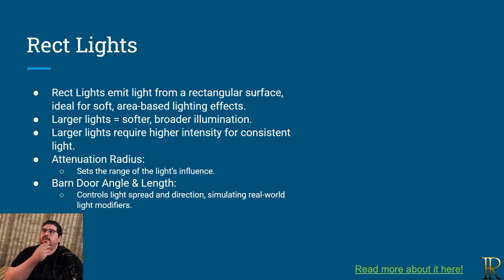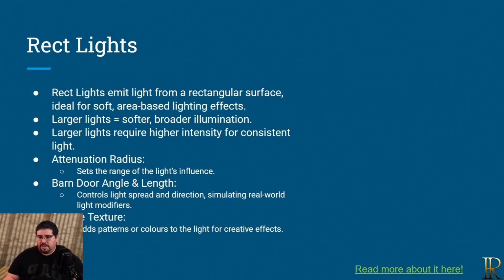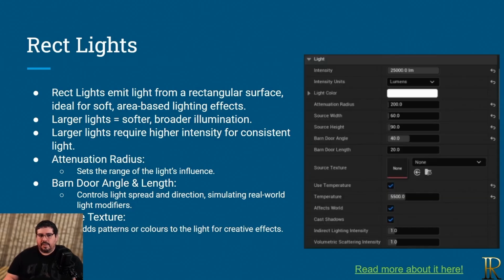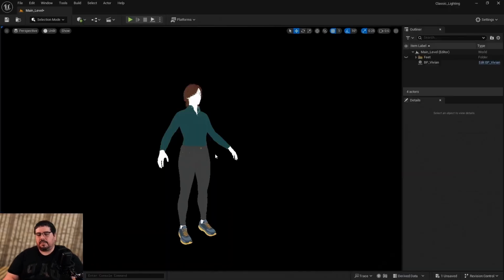So I'm sure if you've been to the theater at some point, you've seen those barn door lights that you can control and you can see where the light is going. So they're really good, so no light actually escapes. And you can also add patterns or colors to the light. As you can see here, we have our units, which for us, we're going to be using lumens. But then again, you have your attenuation radius, source width, height, and then your barn doors, okay?